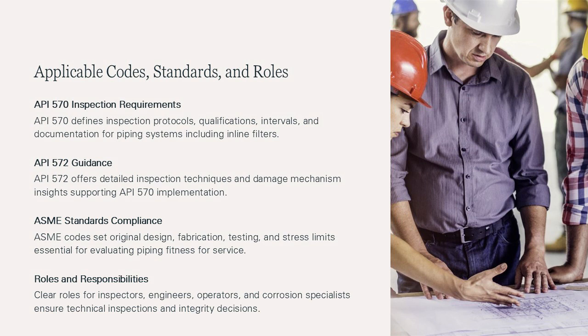ASME standards, such as ASME Section 8 and ASME B31 piping codes, establish original design, fabrication, testing, and allowable stress limits that inspectors must reference when evaluating fitness for service. This subtopic also clarifies the roles and responsibilities of inspectors, engineers, operators, and corrosion specialists.